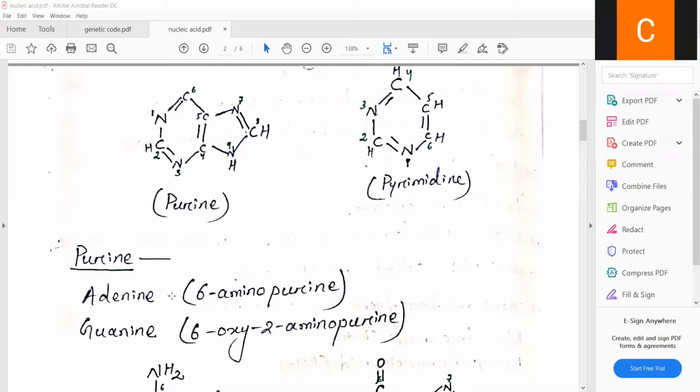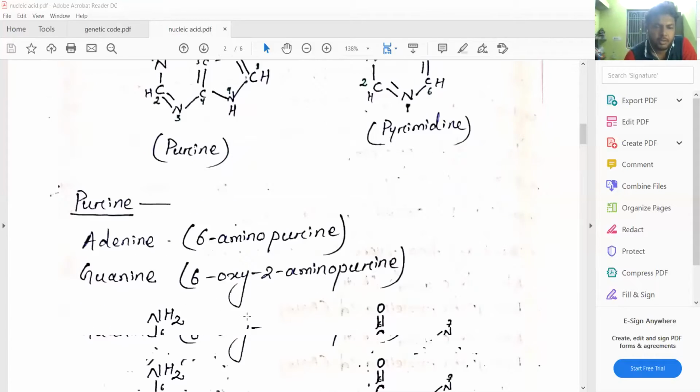That is unity. Adenine is 6-amino purine, so at the 6 carbon there is an amino group. Guanine is 6-oxy-2-amino purine, so at the 6 carbon there is an oxygen atom, and at the 2 position an amino group. In both purine and pyrimidine, the functional group is the amino group.